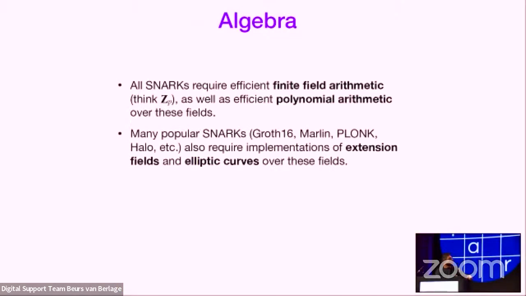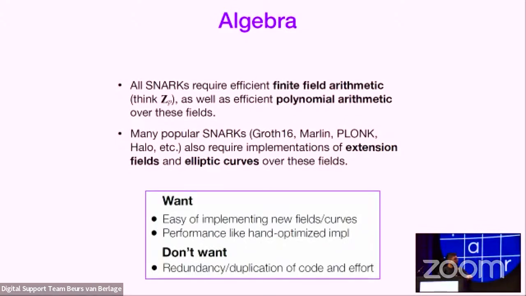Okay, at the algebra level, just recall what I mean by algebra here is things like finite field arithmetic, elliptic curve, polynomial arithmetic, and so on. So at this layer, if you're a person who's implementing finite fields or elliptic curves, the things that you want are that it should be easy to implement new fields and new curves, right? So let's say you found a very efficient elliptic curve. You want it to be easy to implement that and benchmark other proof systems with your new curve.